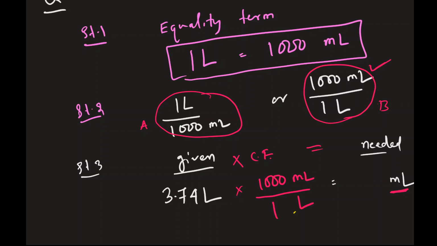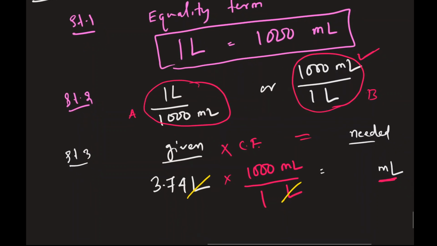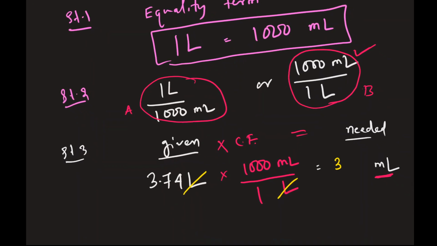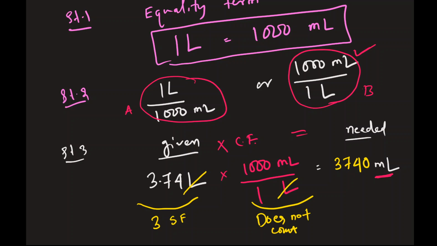And then liter got cancelled, and the answer should have 3740 milliliters. So this is 3 sig fig. This does not count because this is by definition. And this one has 3 sig fig. So our answer matches. Good?